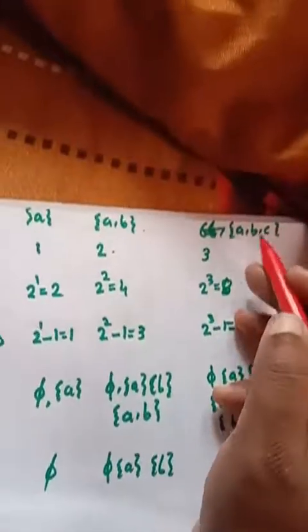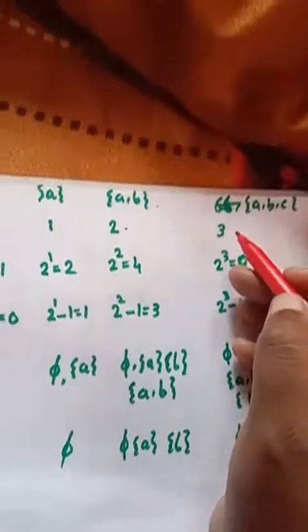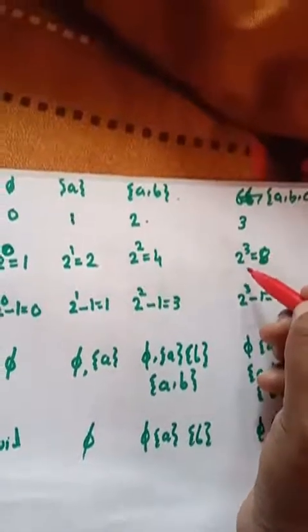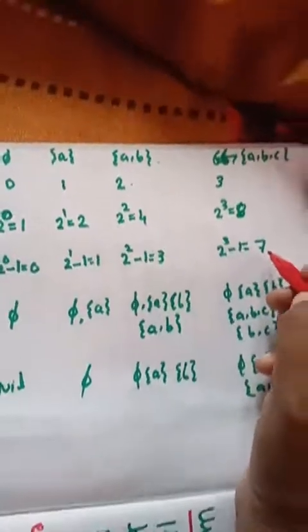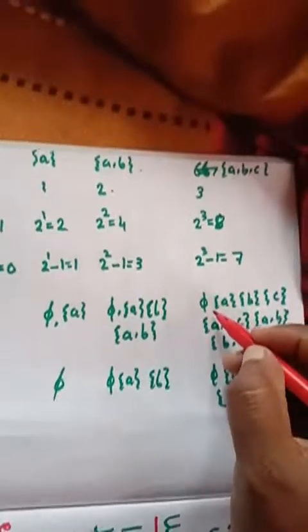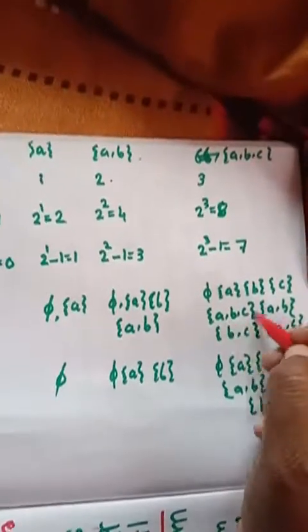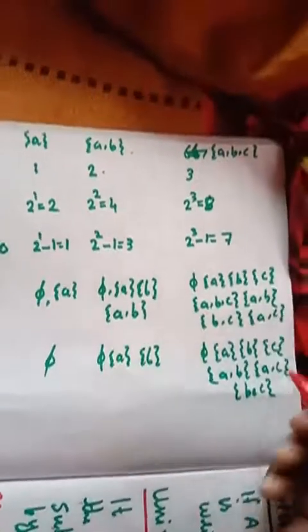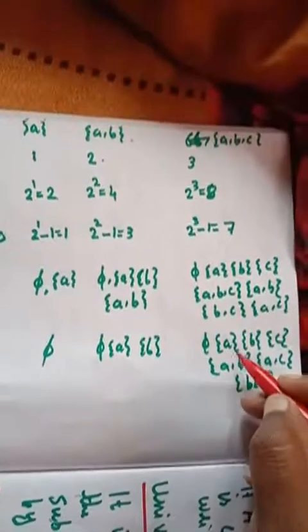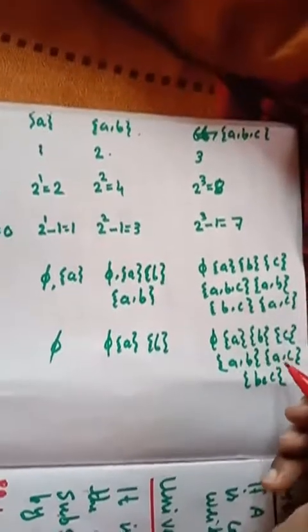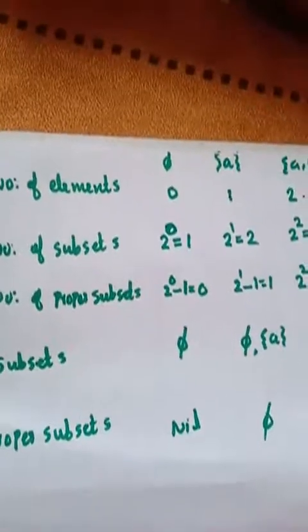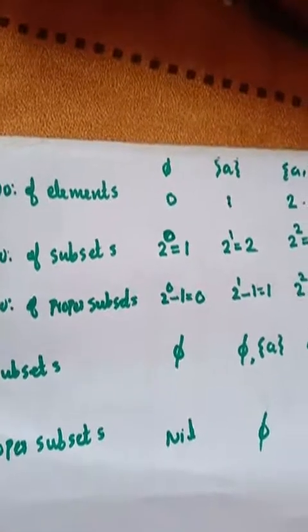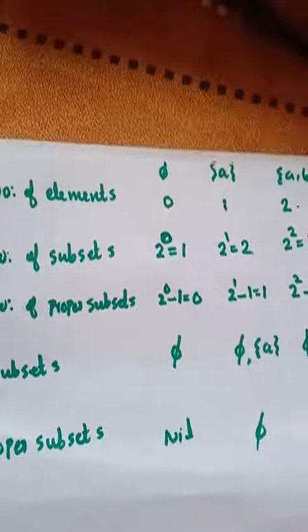Suppose there are 3 elements in a set, A, B, C. Number of elements is 3. Then 2 raised to 3 is 8, the number of subsets is 8. Number of proper subsets is 8 minus 1, that is 7. Now can you say which are the elements? Null set, A, B, C, then A B, B C, A C, and A B C whole. The proper subsets are null set, A, B, C, A B, B C, A C. Don't write A, B, C completely in that set, excluding A, B, C. Okay. In your text, page number 69, you can check.